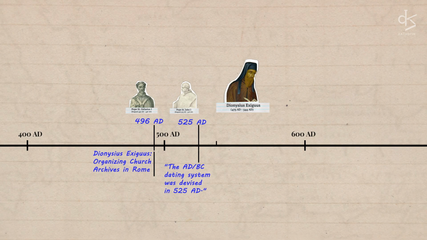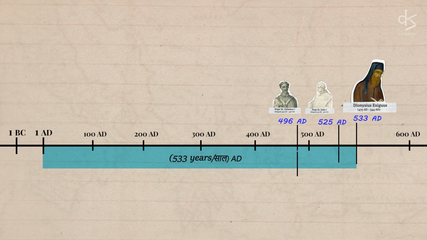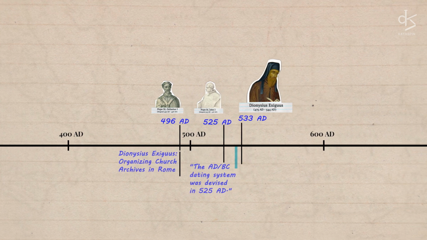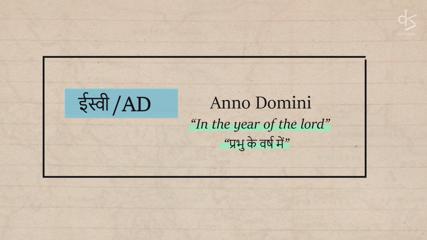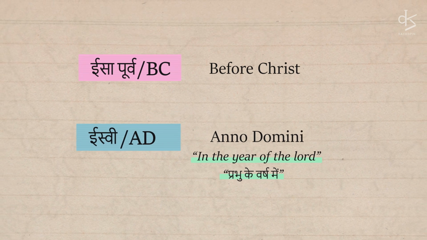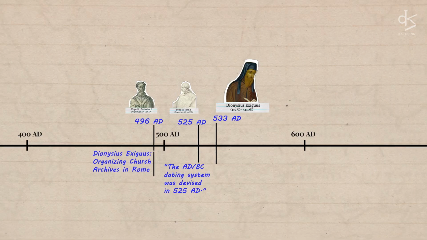Dionysius calculated that the year in which he worked was 533 since the birth of Christ, so he called it AD 533. From there on, he used AD, Anno Domini, meaning in the year of the Lord, and BC for before Christ, indicating years before his birth. But here is the interesting fact. Dionysius never claimed the birth of Jesus Christ. He only mentioned the era of Christ.